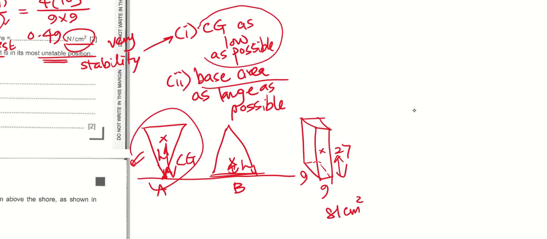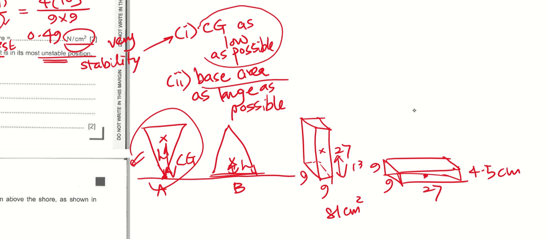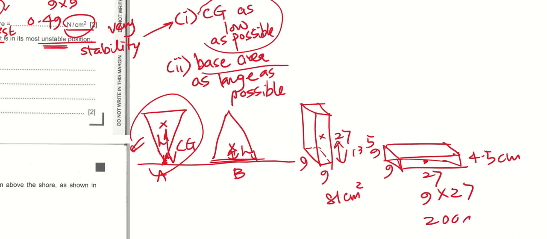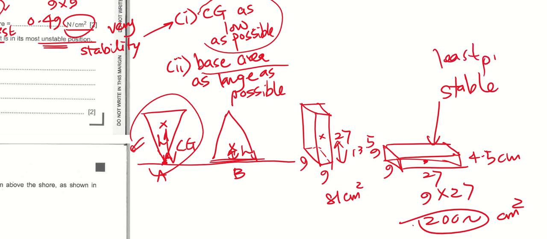But if I were to put it in the other orientation, I will have smaller pressure, but it will be more stable. So this is my 9, and this is 27, right? So if you were to compare, the CG will be somewhere here, which is 4.5 cm above ground compared to 13.5 just now. And the base area will be 9 times 27, which is about 200 plus cm squared, okay? So this will make it even more stable, but you will have the least pressure, right? This will be maximum pressure, but the least stable, okay?